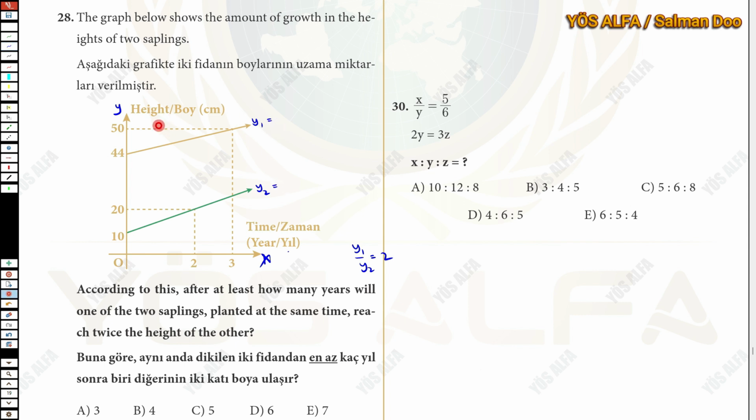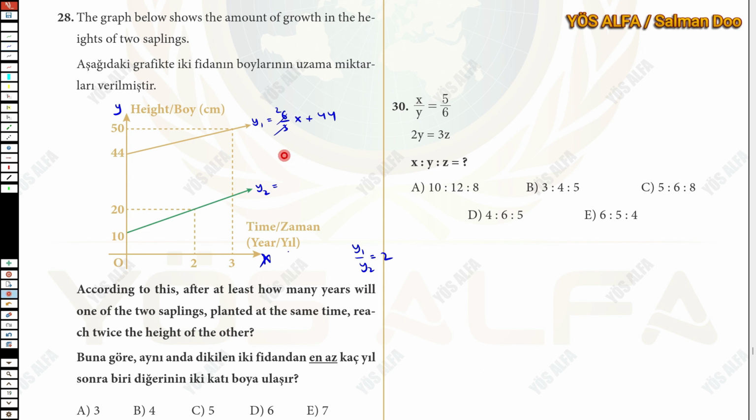Since this is a linear equation, we need to know the slope first. The slope is rise over run. Rise is the difference between these two, which is 6, and run is 3. So 6 over 3, x plus the constant. When y is 0, x is 44. So we have 44 here, and we got the first equation.